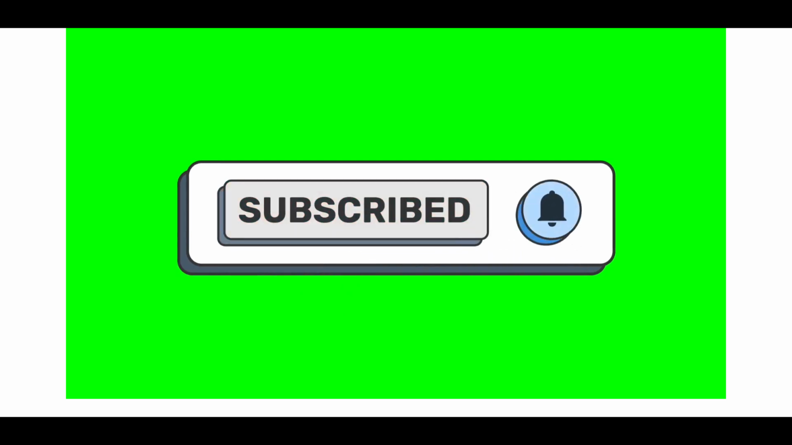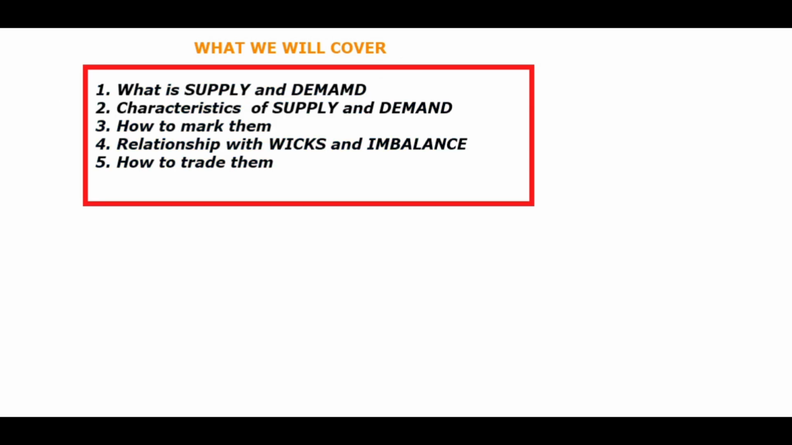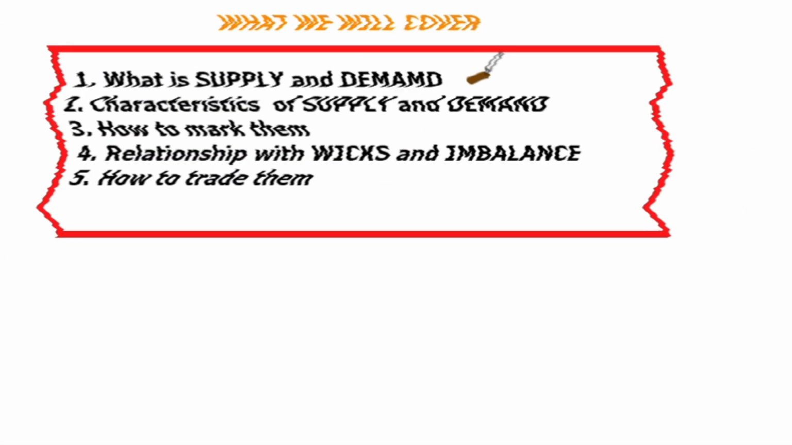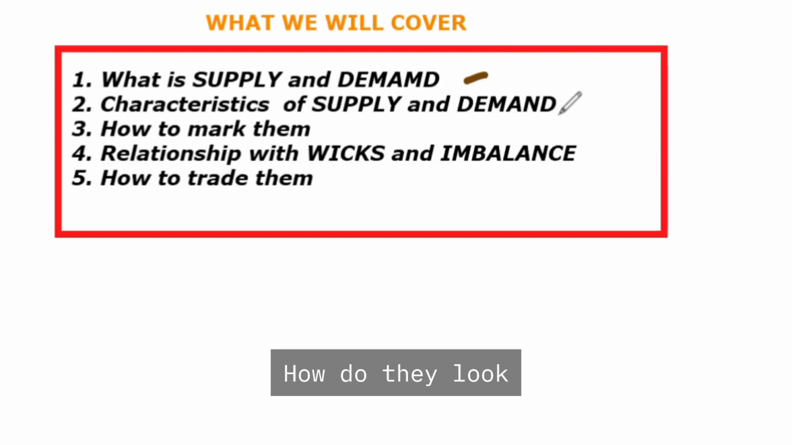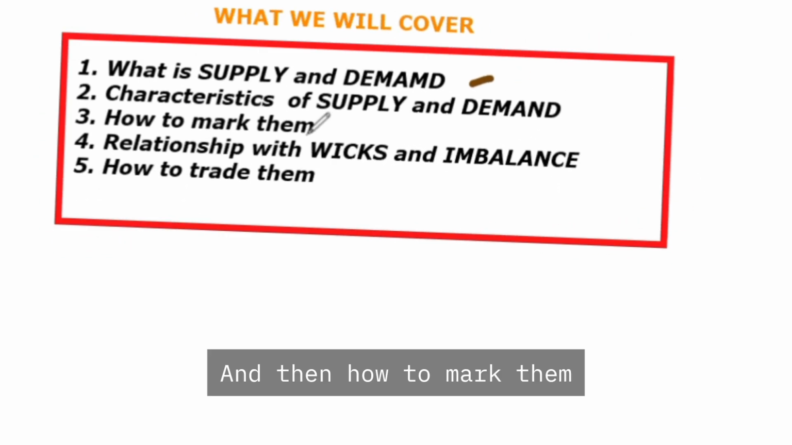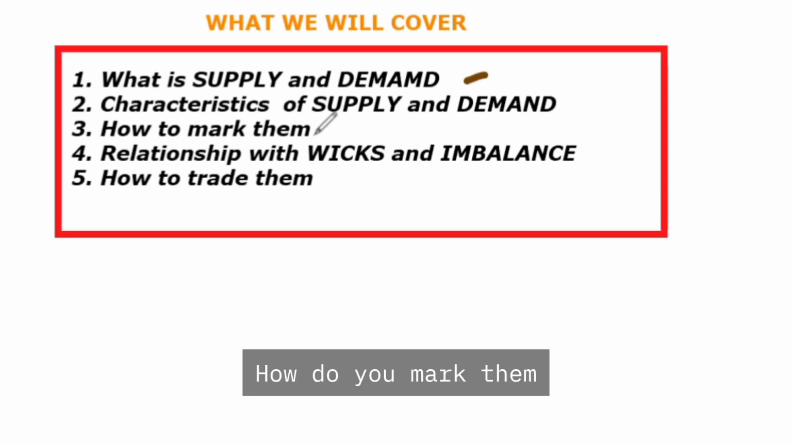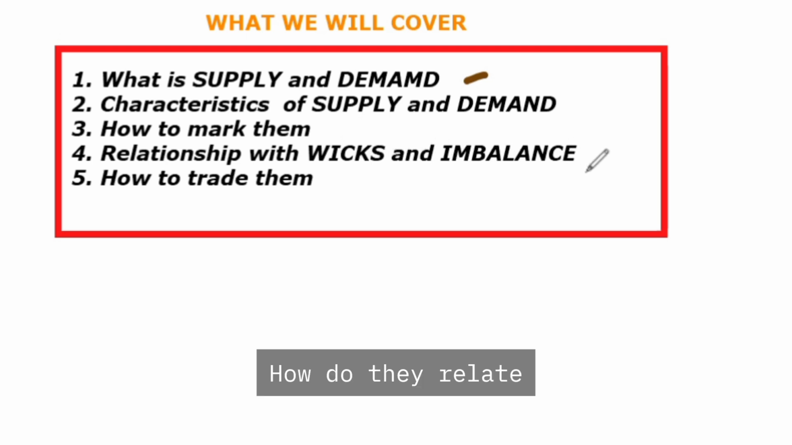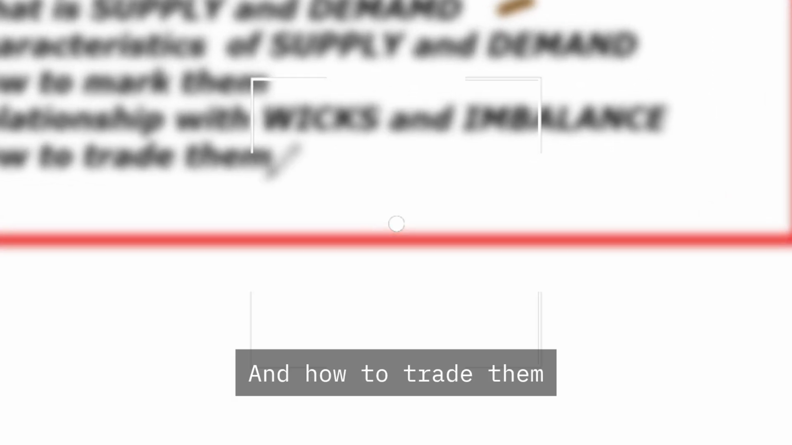And today we will cover what is a supply and demand zone. Then we'll cover the characteristics of supply and demand zones: how do they look? And then how to mark them. How do we mark supply and demand zones? Then the relationship between wicks and imbalance: how do wicks and the imbalance of the candle relate, and how to trade them?